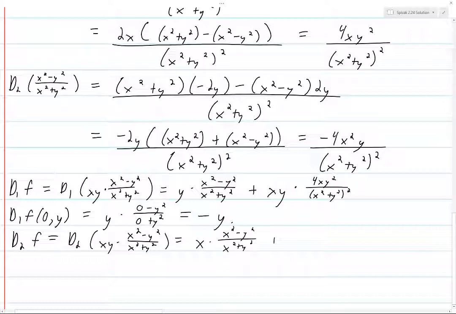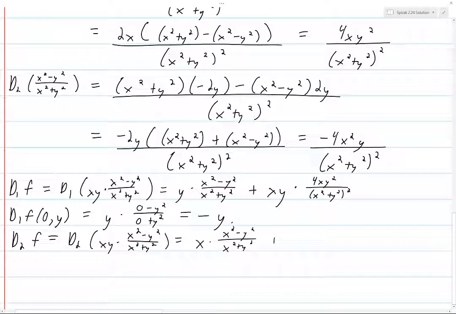And now we want d2 of f at x comma 0. When we plug in y equals 0, the second part drops out, and the first part becomes x times (x squared minus 0) over (x squared plus 0), and so this just gives us x. And that's what we wanted. Okay, so that's part A.